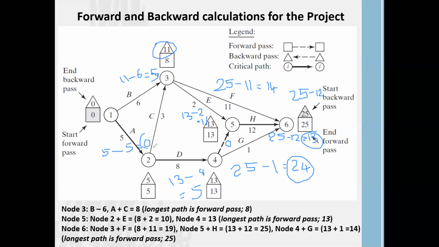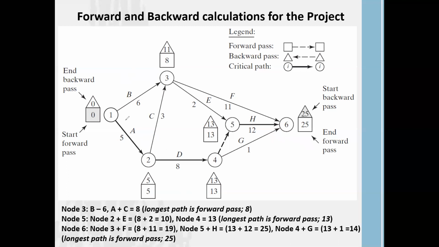Right? Which one is the shortest? 0 or 5? 0 is the shortest. Then for the backward pass, here for node 1, also 0. Now remember, your starting point and ending point have the same value. The starting point, you don't have any weeks. Ending point, you have 25 weeks. Right? When you are coming back to the project, now you can see here your forward pass and backward pass are different. But in here, forward pass and backward pass are equal.